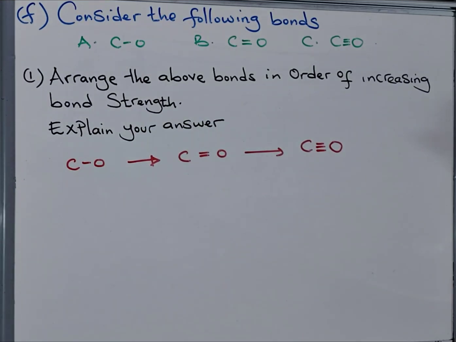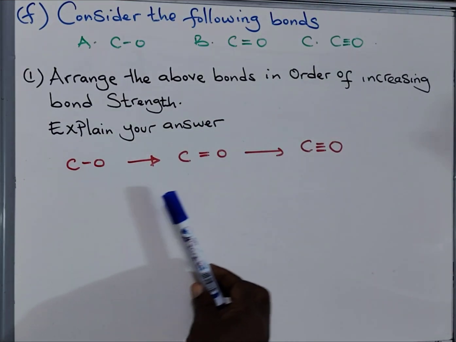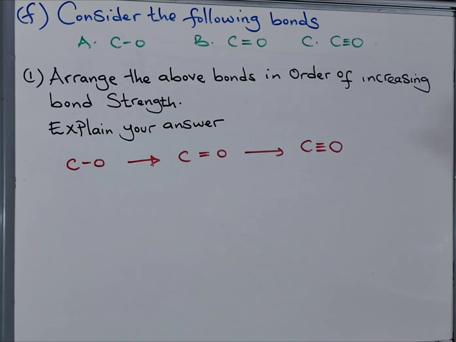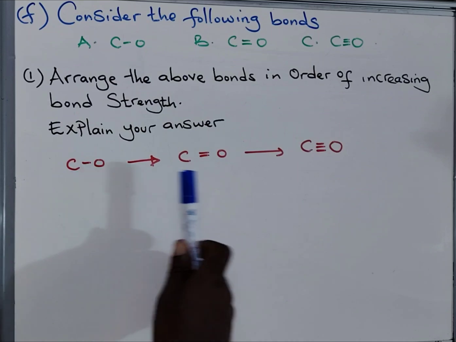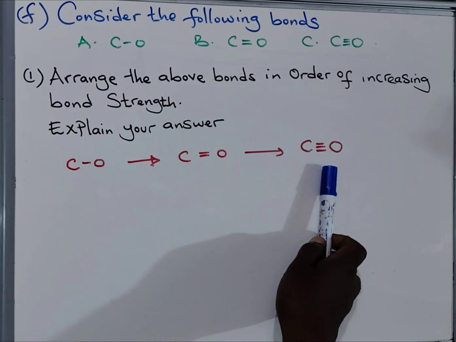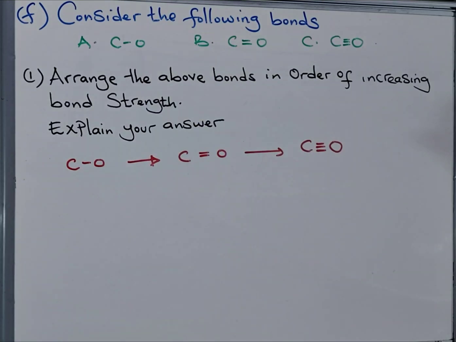Why? What's the reason for that? The reason is that multiple bonds are stronger than single bonds. So obviously these two are going to be stronger than this single bond. But when you're dealing with multiple bonds, triple bond is stronger than double bond. So in conclusion, the bigger the number of bonds between atoms, the stronger is the bond.